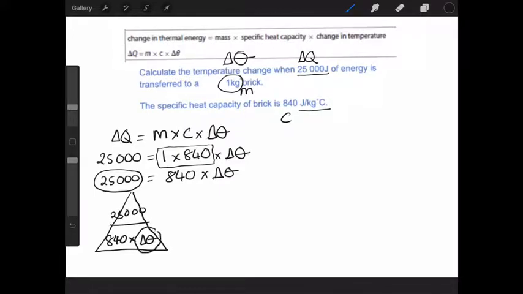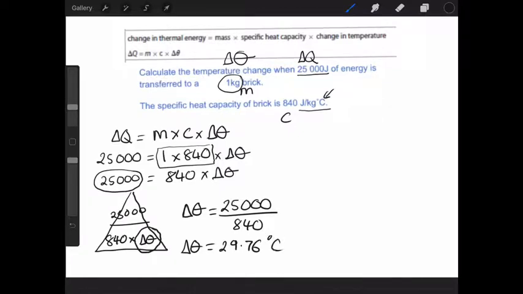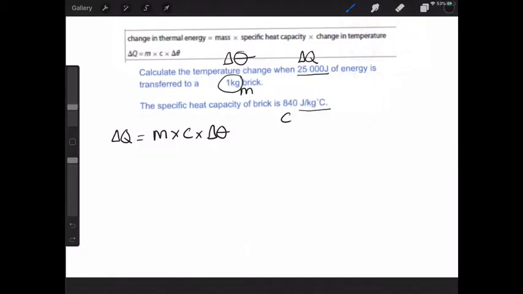Which means when I cover over the thing I'm trying to find with my finger, if I want to work out the change of temperature, I need to do 25,000 divided by 840. And of course I'm using a calculator now. Let's check. It's 29.76, and that change of temperature will be in, a reminder here, degrees Celsius. So that's one way to solve that problem.